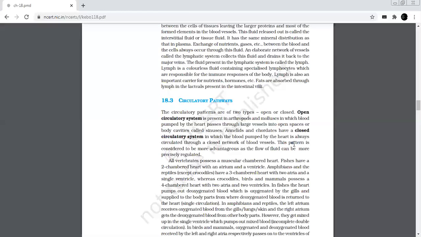In closed circulatory system, blood pumped by the heart is always circulated inside the vessel. From the evolutionary point of view, this pattern is considered to be the most advantageous as it supplies blood to the deepest tissue of the body. It is found in annelids and chordates.